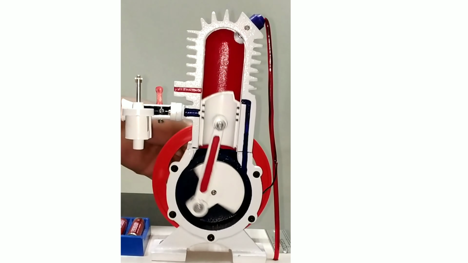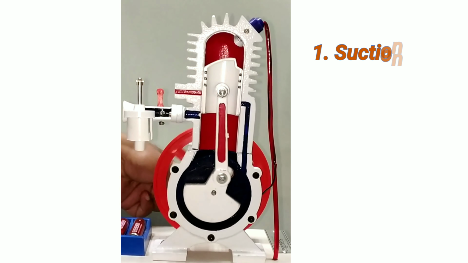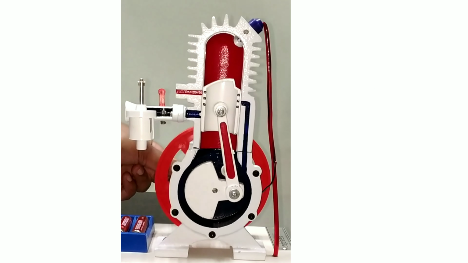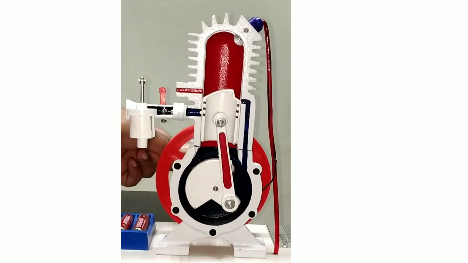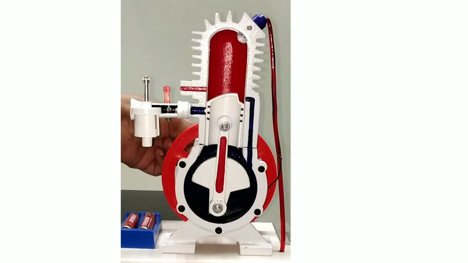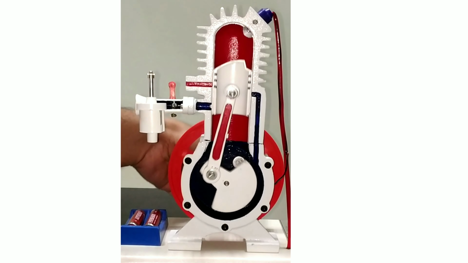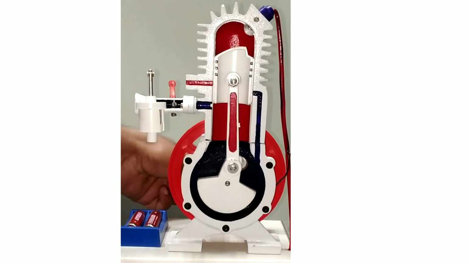In two-stroke engines, all the four processes that are suction, compression, power stroke and exhaust are completed in two strokes of piston movement. In one revolution of crankshaft, the piston makes two strokes. Two-stroke petrol engines are generally used in scooters, mopeds, etc.